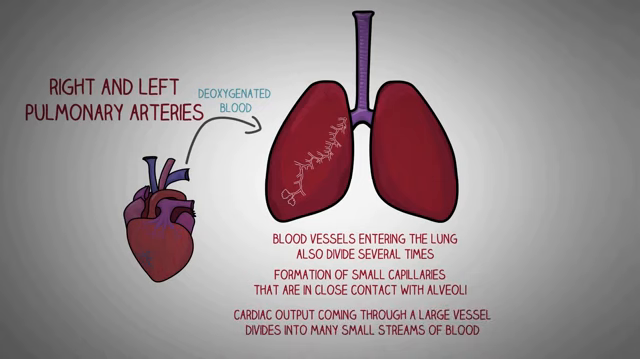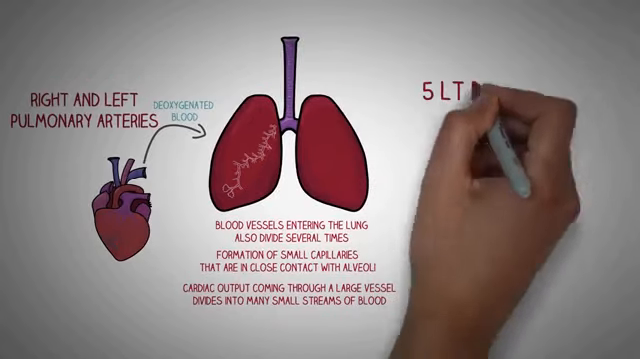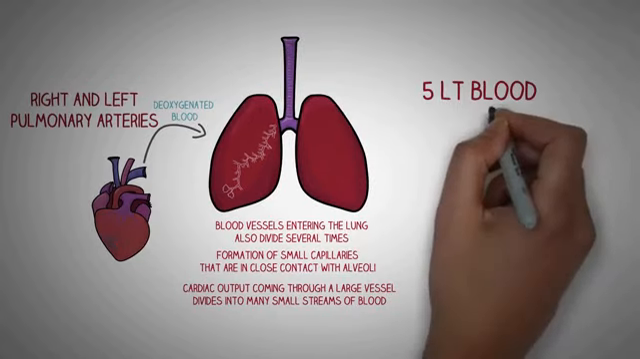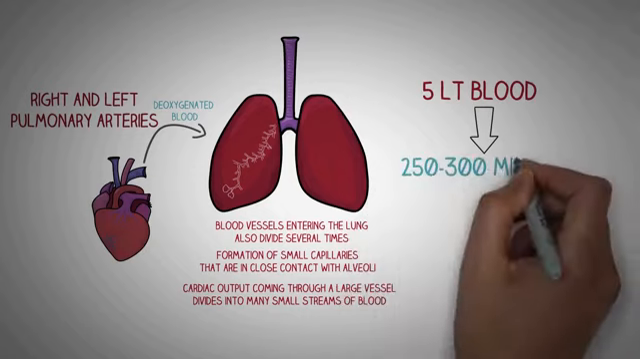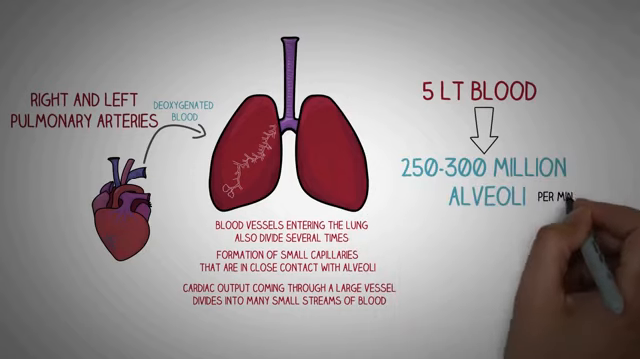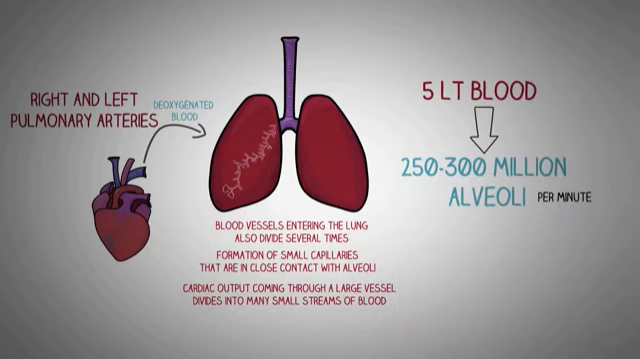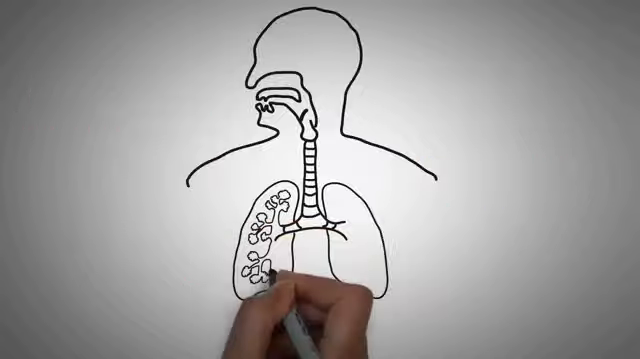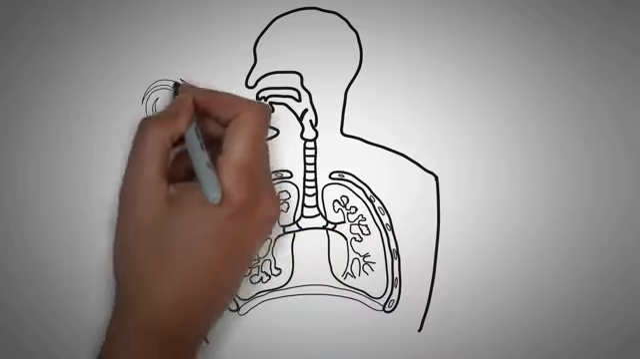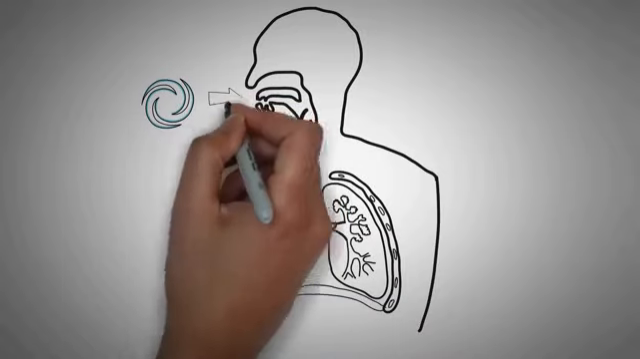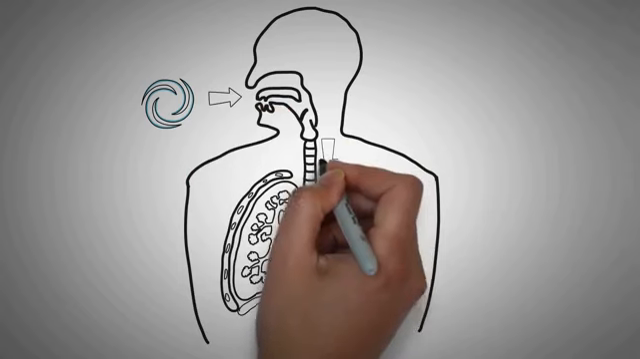Due to this, the cardiac output that comes in the large vessels divides into many small streams of blood. This leads to exposure of the 5 liters of blood coming through the heart to almost 250 to 300 million alveoli per minute. Due to this, a rapid gaseous exchange happens between the alveolar air and the blood that is exposed to the alveoli. Now let's try to understand how the actual gas transport happens inside a single alveoli.